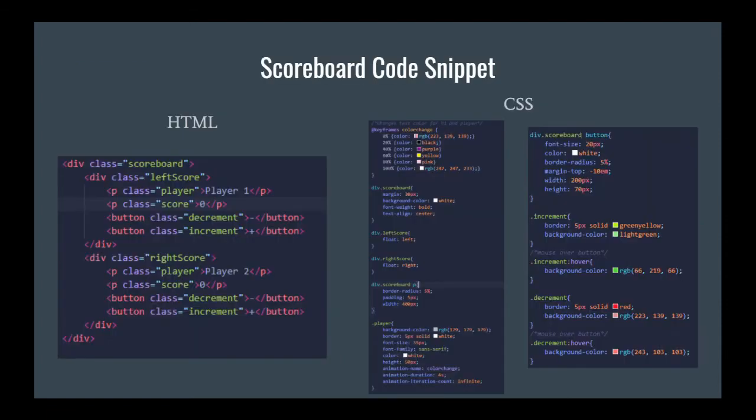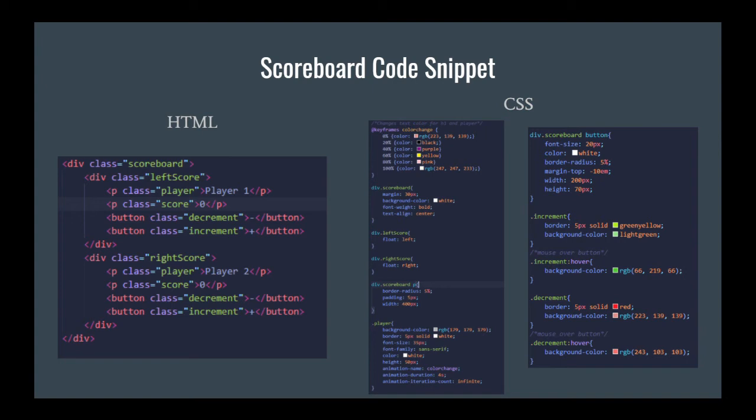Now for the brief overview of our HTML and CSS code snippets. Here we have a container for the scoreboard, which contains the left score and right score divs. And over at the CSS, we have the left score div floating to the left of the air hockey table, and then the right score div floating to the right. And for the hover features, once the mouse hovers over the button, it changes to a darker shade of that specific color.